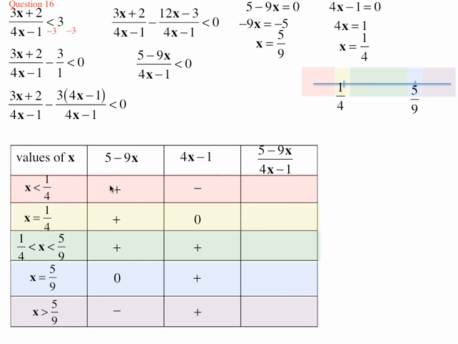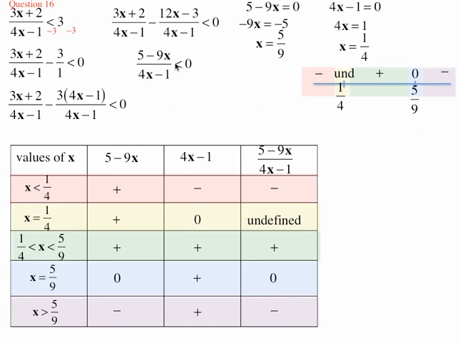So we end up with negative, 0, positive, positive, positive, and then I'm going to divide them. Top divided by bottom. So plus divided by minus is minus. Positive divided by 0 is undefined. Positive divided by positive is positive. 0 divided by positive is 0. Negative divided by positive is negative. And I'm just going to transpose these up here. So this region is negative. Undefined for 1/4. Positive between 1/4 and 5 ninths. At 5 ninths, 0. Greater than 5 ninths, negative.